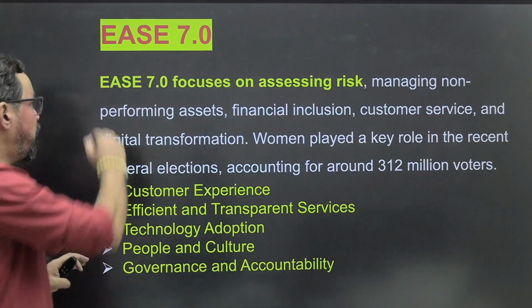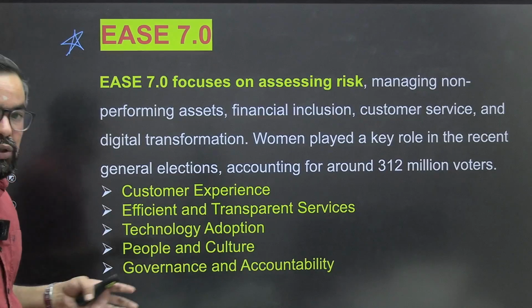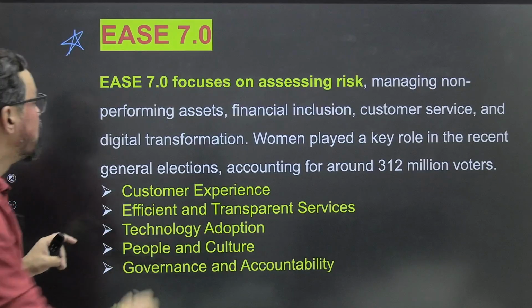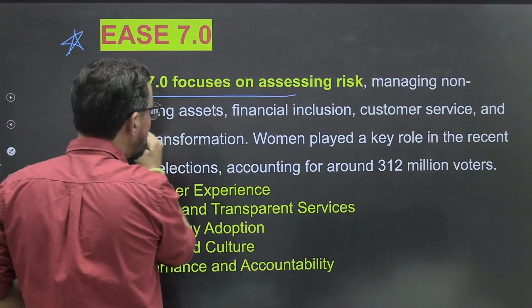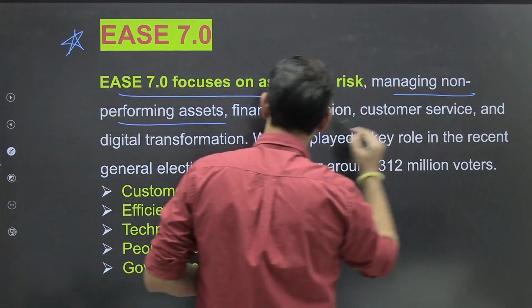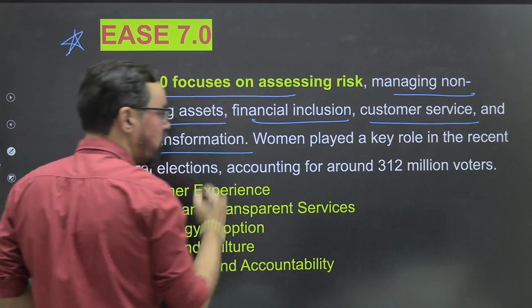EASE 7.0, that is the current one, which is applicable in 2024-25. EASE 7.0 focuses on assessing risk, managing non-performing assets, financial inclusion, customer services, and digital transformation.